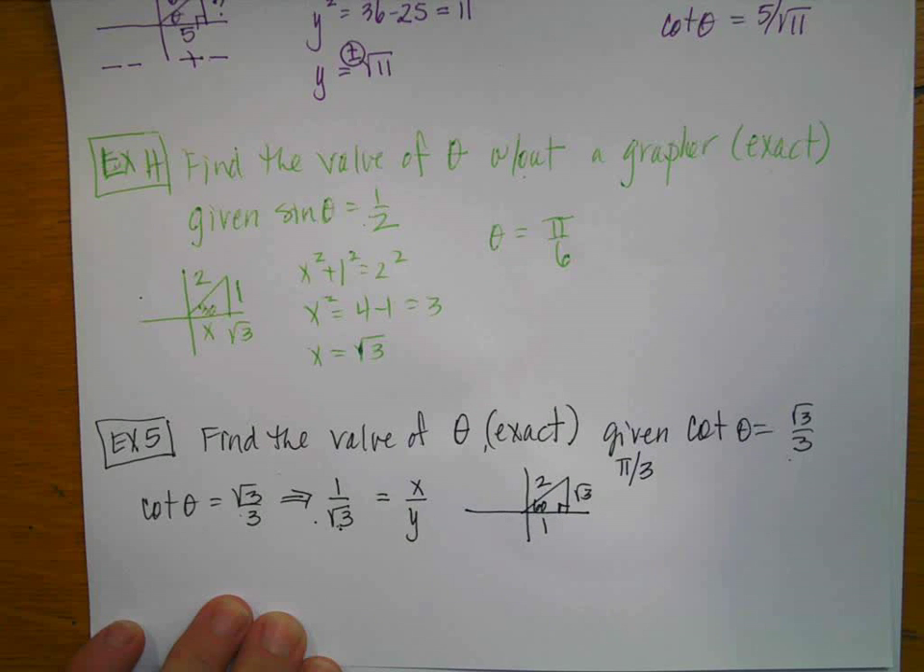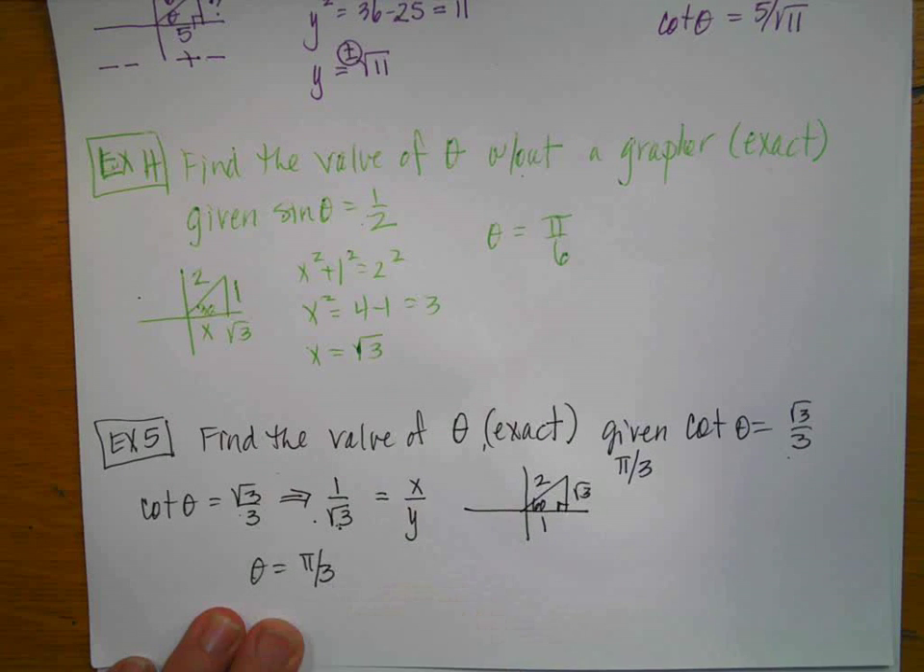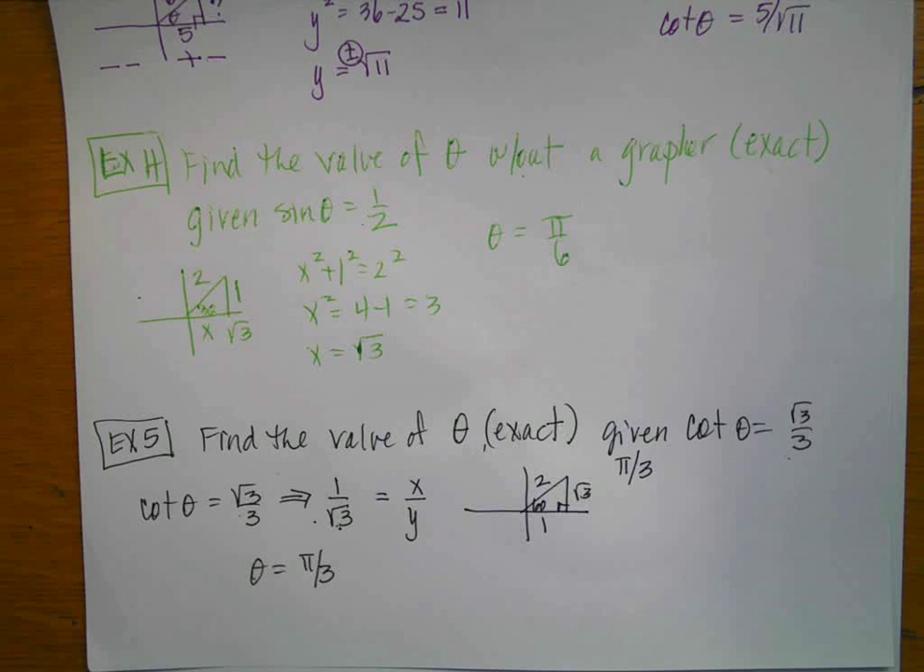Opposite of radical 3 is pi over 3 because that would be a 60. So theta is going to equal pi over 3. You can see that it's really important that you have those special right triangles memorized because we're going to need to use them often.